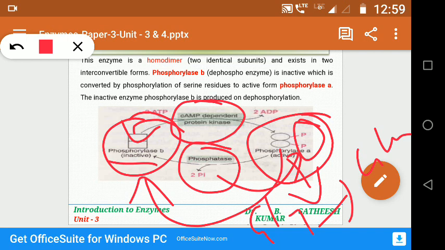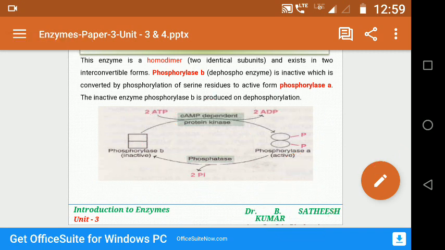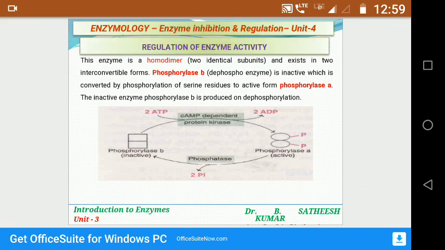In most cases, regulatory enzymes like glycogen phosphorylase will be modulated by phosphorylation, dephosphorylation, and oxidation and reduction mechanisms.